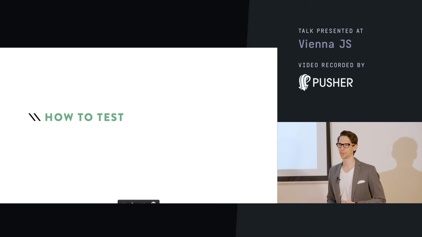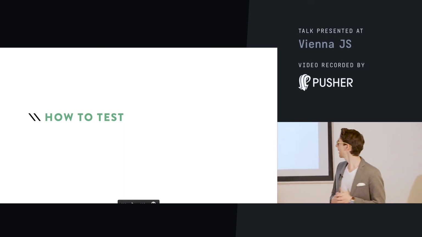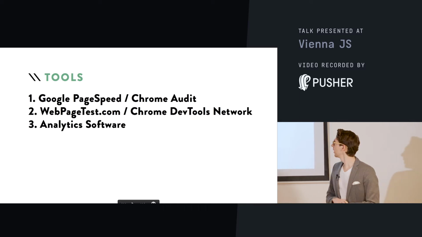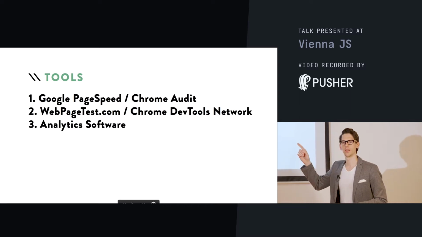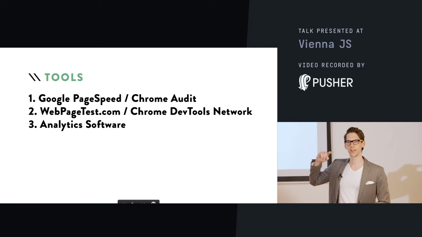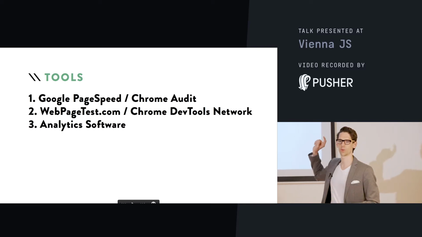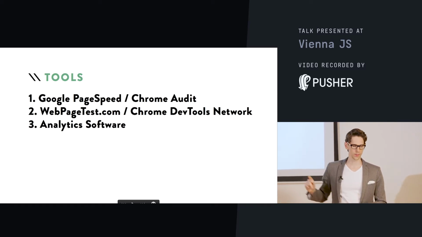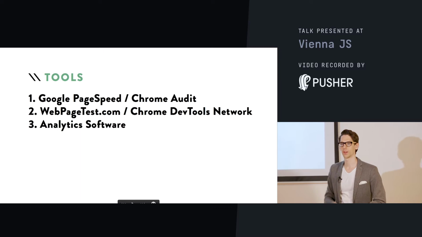How to test. So there are many different tools. One of the more famous ones is Google PageSpeed. And you can use it online, or you can also use it as a Chrome extension. So in the Chrome developer tools, there's an audit tab, and it leverages the page speed to give you feedback on your current site.